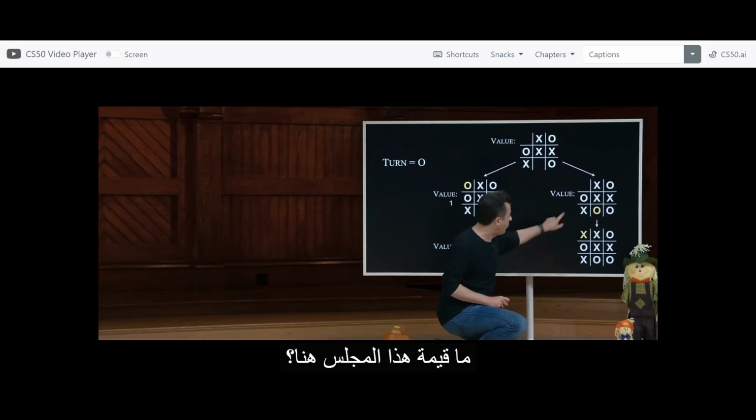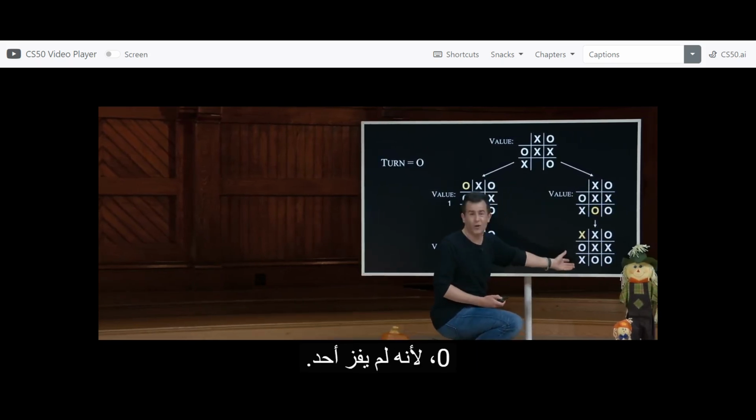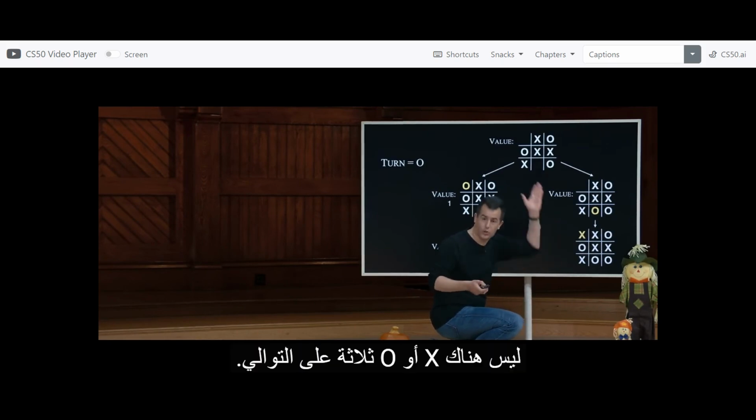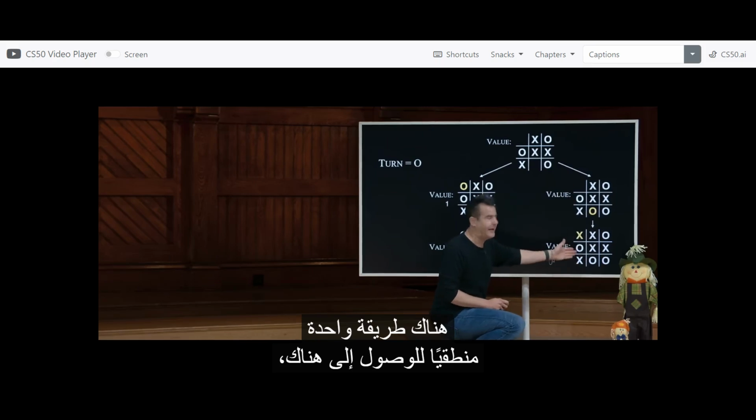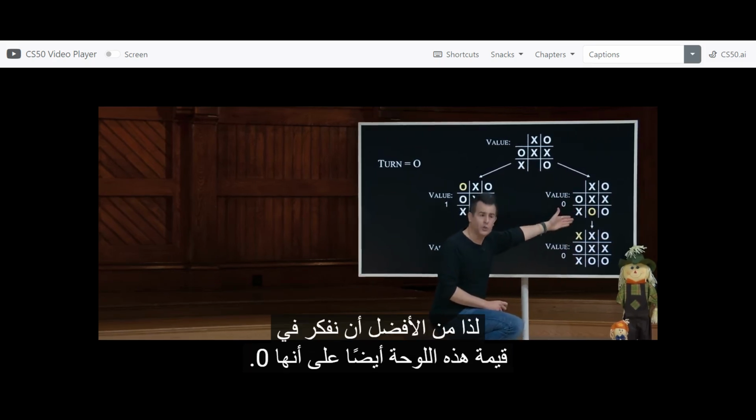What's the value of this board here? 0, because no one has won. There's no X's or O's 3 in a row. So the value of this board is 0. There's only one way logically to get there. So we might as well think of the value of this board as also 0.